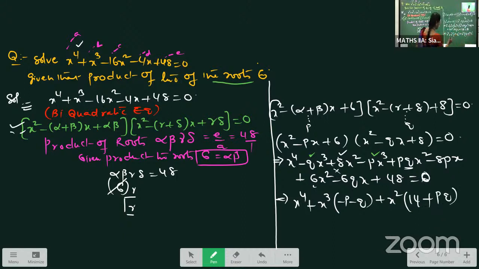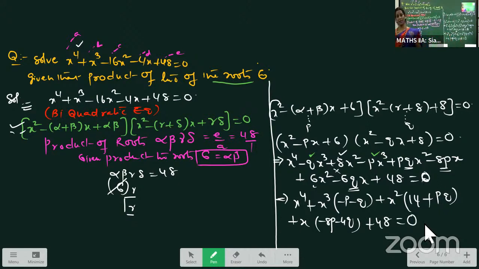And next, the x terms you have to go for. X terms whatever are there here. This is minus 8p. Here the x coefficient is minus 6q. So we write minus 8p minus 6q. Next plus 48 is equal to 0. This is the major part here. While multiplying and taking the common is very important. The remaining part you people are able to do.